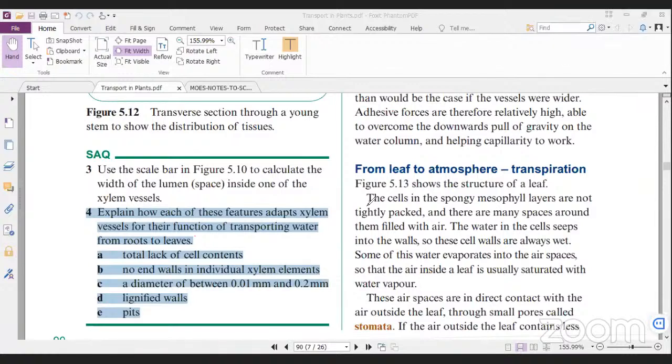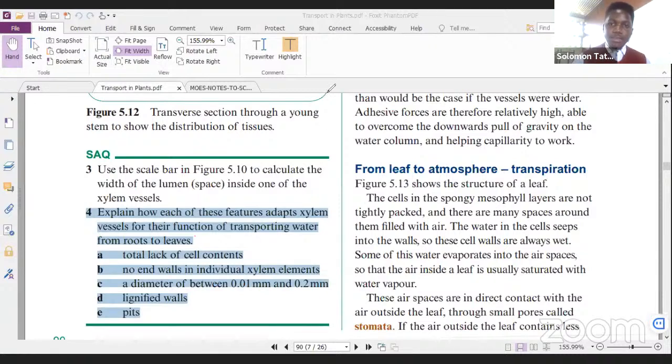I think pit is for transport of soil, sir. Okay. So these pits also are very, very helpful in the transportation of water. Very helpful in such a way that they ensure that the water movement is continuous and upwards without backflow and things like that.